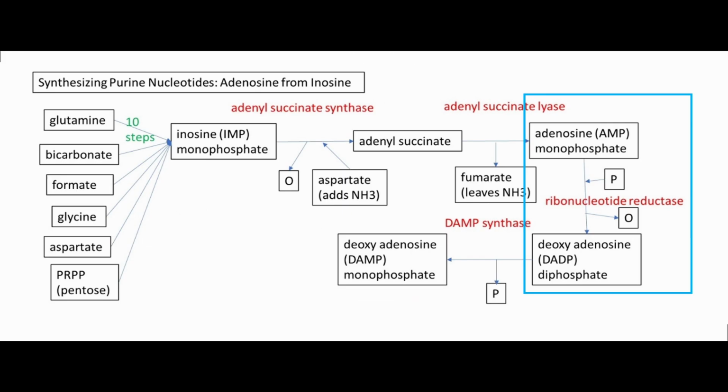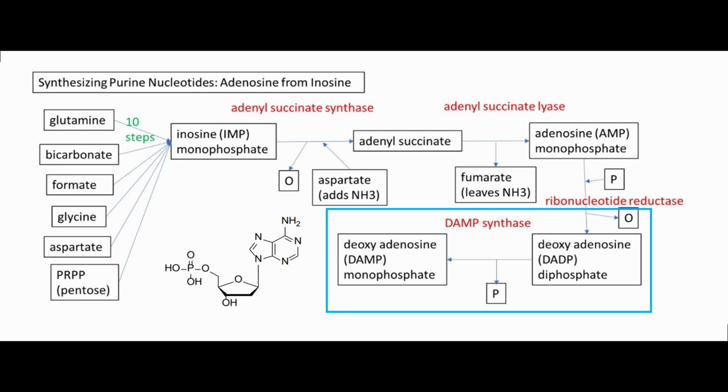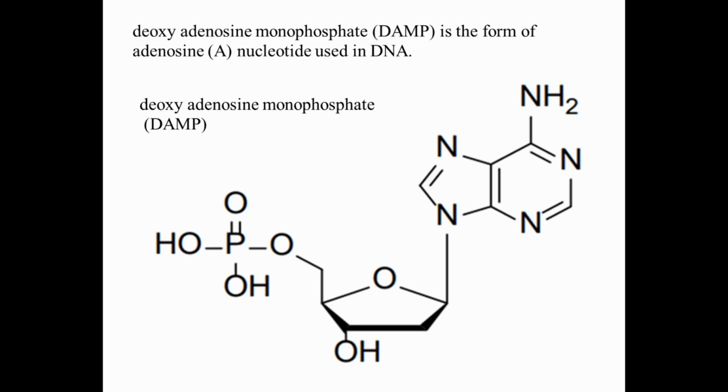To get the DNA form of adenosine, A, in step 3, the enzyme ribonucleotide reductase removes an oxygen from the ribose sugar and adds a phosphate. Adenosine monophosphate, AMP, becomes deoxyadenosine diphosphate, DADP. For step 4, the enzyme DAMP synthase removes the second phosphate from the deoxyadenosine diphosphate, DADP, to turn it into deoxyadenosine monophosphate, DAMP, which is the form of adenosine, A, nucleotide used in DNA.